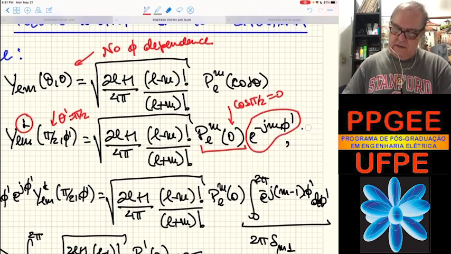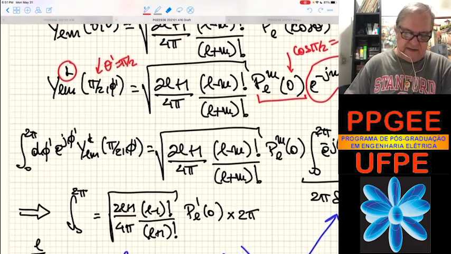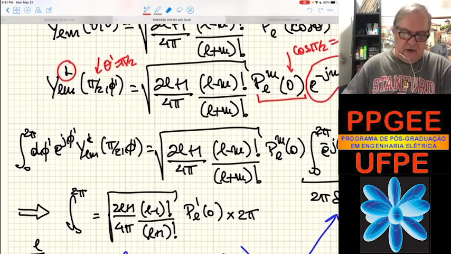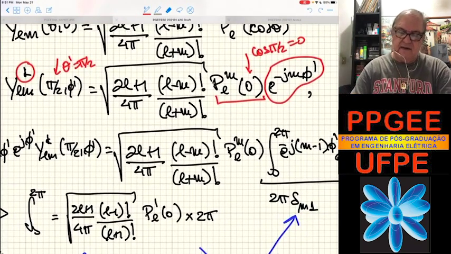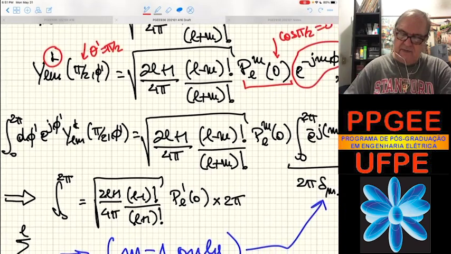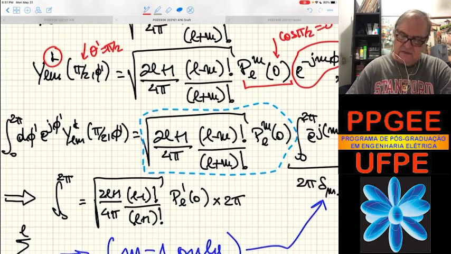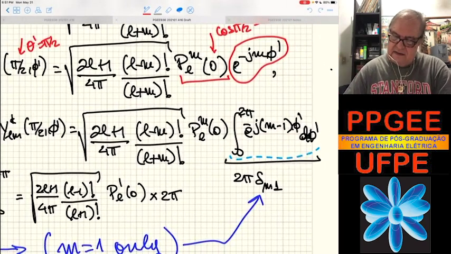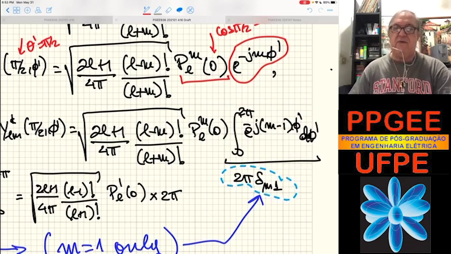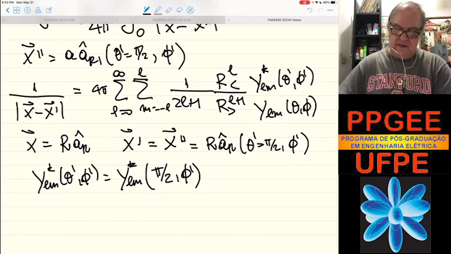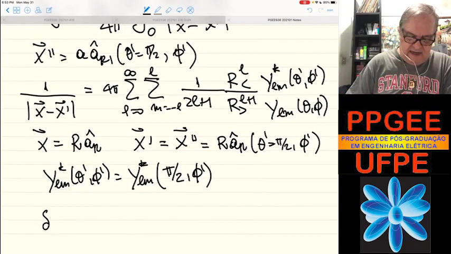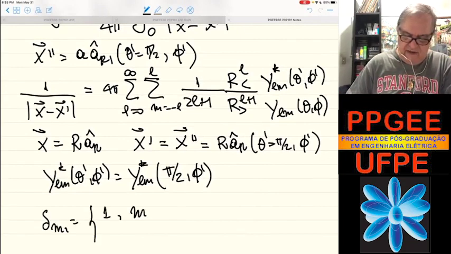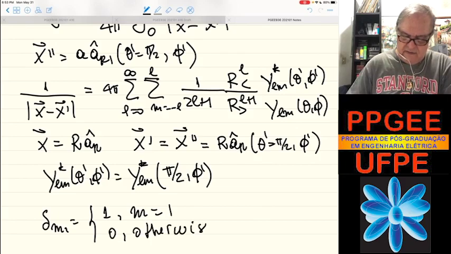So the integral itself is this integral here. Notice that the integral in phi is going to involve the orthogonal functions. This is one of them, and the other one is this one here. So we put everything outside of the integral, and we have this result, right? This is only non-zero if m equals 1. When m equals 1, this is 2 pi. So it's going to be 2 pi delta m1. Delta is the Kronecker delta, just recall. Delta m1 equals 1 for m equals 1 and 0 otherwise.